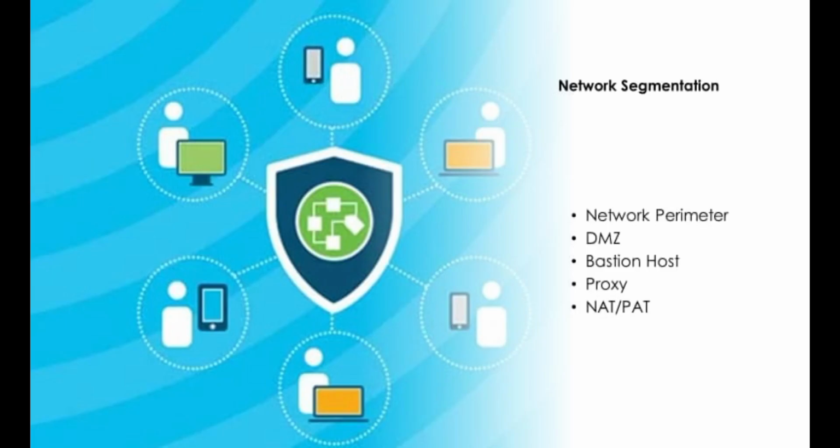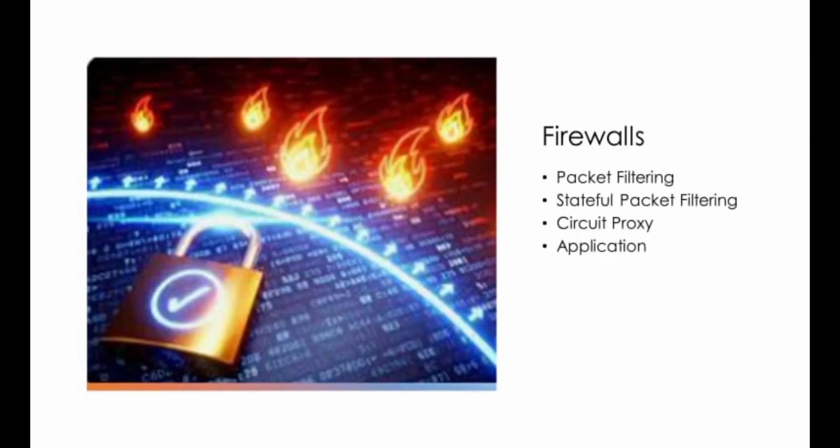Second, network segmentation. Dividing a network into separate segments is essential to limit the spread of threats in case of compromise. We'll see how network segmentation can help isolate vulnerabilities and enhance overall security. The third, firewalls. Firewalls are the first line of defense against external threats. We'll explore how they work and how they can be configured to protect your network from unwanted intrusions.